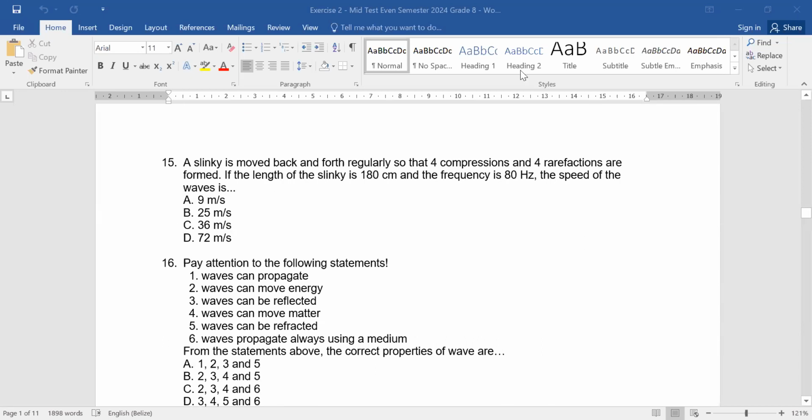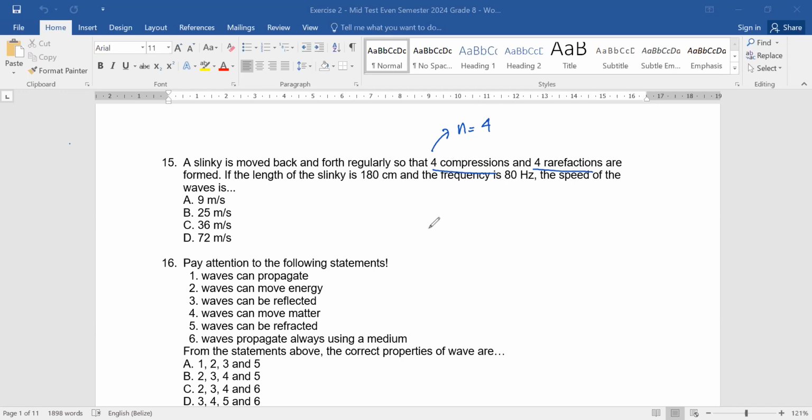Okay, then the next one, number 15. There is a slinky, and the slinky is moved back and forth regularly so that 4 compressions and 4 refractions are formed. So from this information, we know that the number of waves is 4, because for the longitudinal wave, it's made of 1 compression and 1 refraction for one wave. And in this question, we have 4 compressions and 4 refractions. So the number of waves is 4.